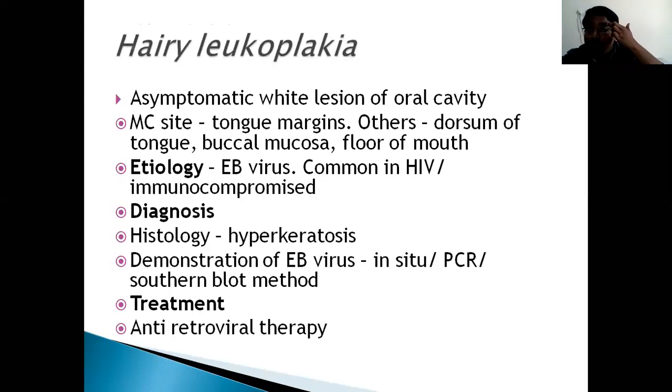Then hairy leukoplakia is an asymptomatic white lesion of the oral cavity. The most common site is the tongue margins, others are the dorsum of the tongue, buccal mucosa, and floor of the mouth. Etiology: it is most commonly due to the EB virus, and is common in HIV and immunocompromised patients. Diagnosis is histological, and demonstration of EB virus by PCR and Southern blot methods. Treatment is antiretroviral therapy. This is most common in HIV patients.